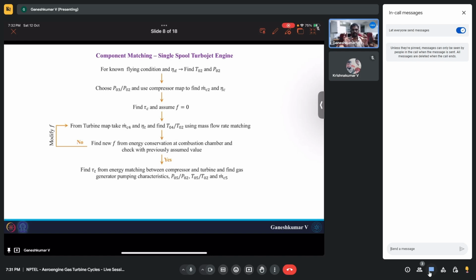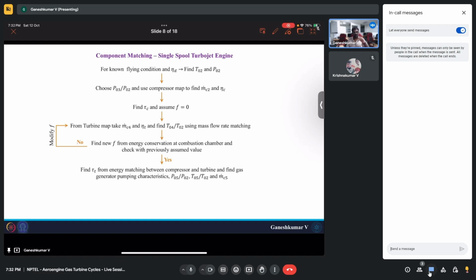So what is this gas generator? It is nothing but the compressor, combustor, and turbine. These three components together are what you call the gas generator. If you attach an inlet and a nozzle to it, it becomes a turbojet. If you attach an inlet and a shaft, a free turbine to it, it becomes a turboshaft engine or turboprop engine. Okay, so that's the difference. So a gas generator is a common terminology. You can view this gas generator as a whole component, and you can find the gas generator pumping characteristics like P05 by P02, T05 by T02, and m dot c5.